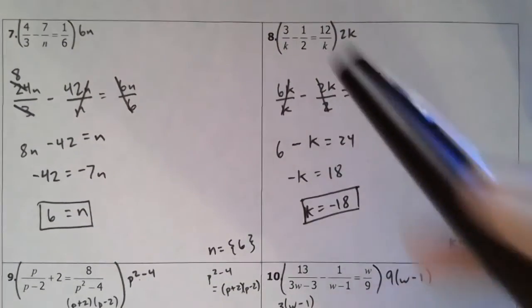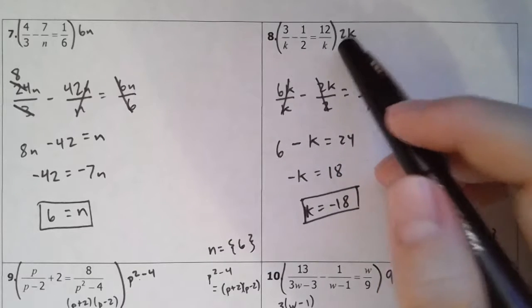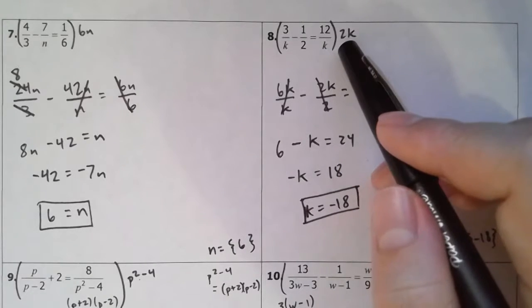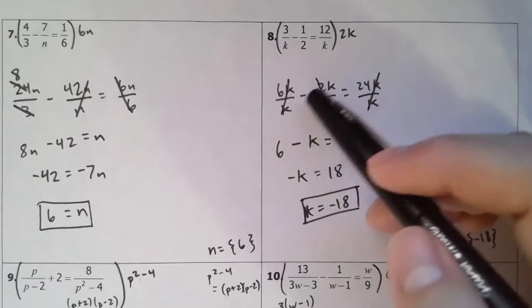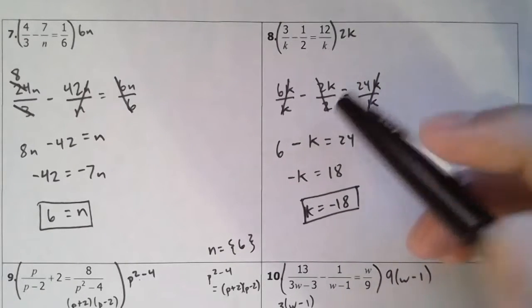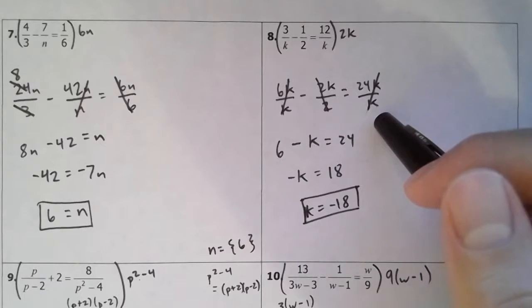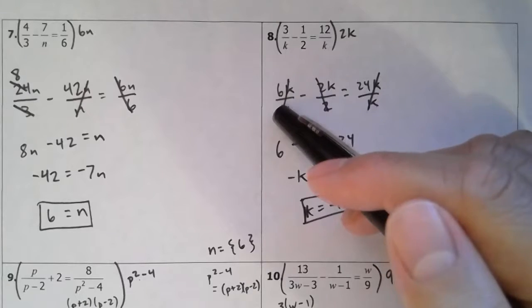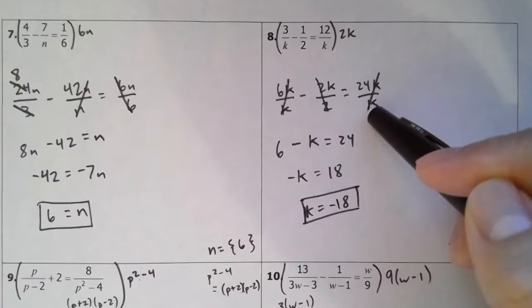Number 8, similar story. I have k, 2, and k. The least common denominator therefore would be 2k. So I multiply everything by 2k. I got 6k over k minus 2k over 2 is equal to 24k over k. And then I simplified: the k's canceled in the first one, the 2's would cancel in the second one, and on the other side of the equal sign, the k's canceled.